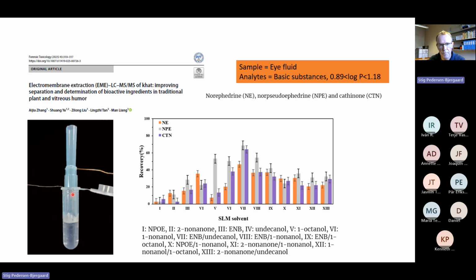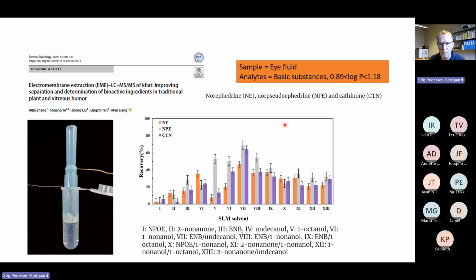They were extracting cathinones. So they were extracting from plant, and this is forensic toxicology. So the sample was actually fluid from the eyes of dead people, and they especially looked into these norephedrine and cathinone substances. They are bases with log P around 1. So they were extracted in this system.